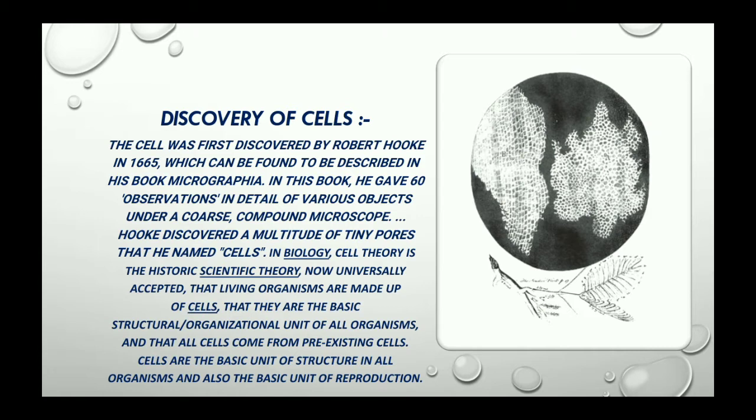In biology, cell theory is the historic scientific theory, now universally accepted, that living organisms are made of cells, that they are the basic structural organizational unit of all organisms, and that all cells are formed from pre-existing cells. So cells are the basic unit of all structures in all organisms and also the basic unit of reproduction. Now you might be thinking, why reproduction? Because every human being, he or she, in the first phase of life is only a single cell.